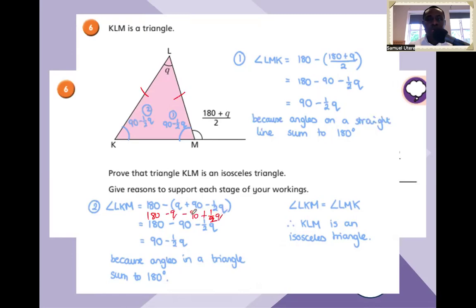So when you simplify this, you would see that it's 180 minus 90. And then this is like saying half q minus q, or a bit like saying half minus 1. Half minus 1 will be negative half. That's why you have 90 minus half q.